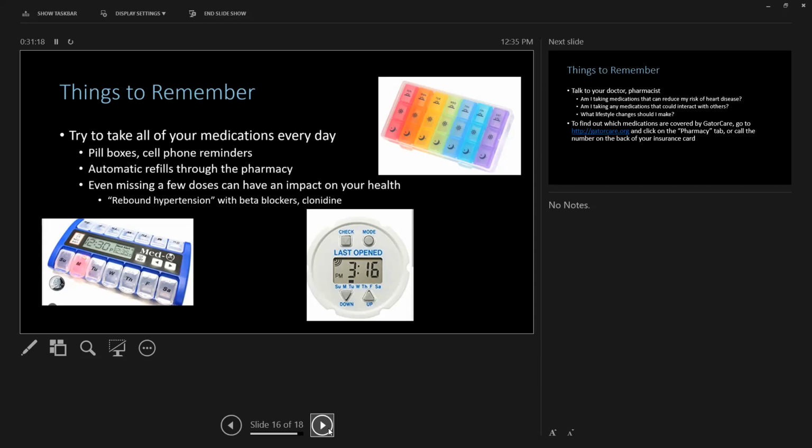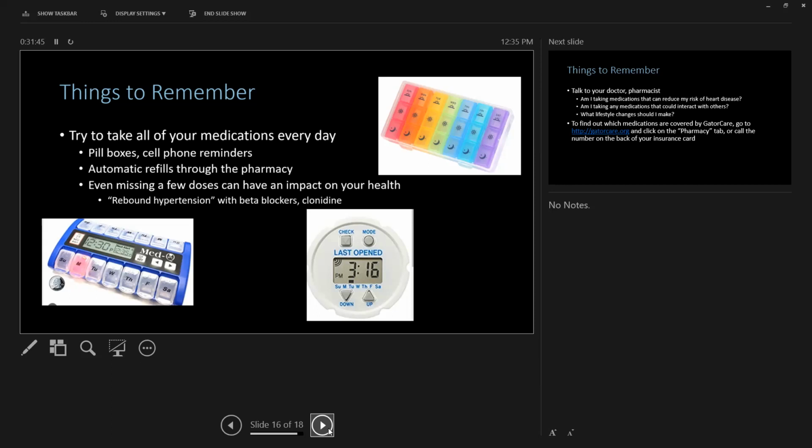Another thing that can be helpful, if you do use a chain pharmacy, is to sign up for their automatic refills. They'll just go ahead and fill a medication, for example, 25 days after it was last filled. That way, when you run out, you just go to the pharmacy and they should have it ready. And like I said, why we stress this so much is because missing even a few doses, and really even missing one dose, can have an impact on your health.